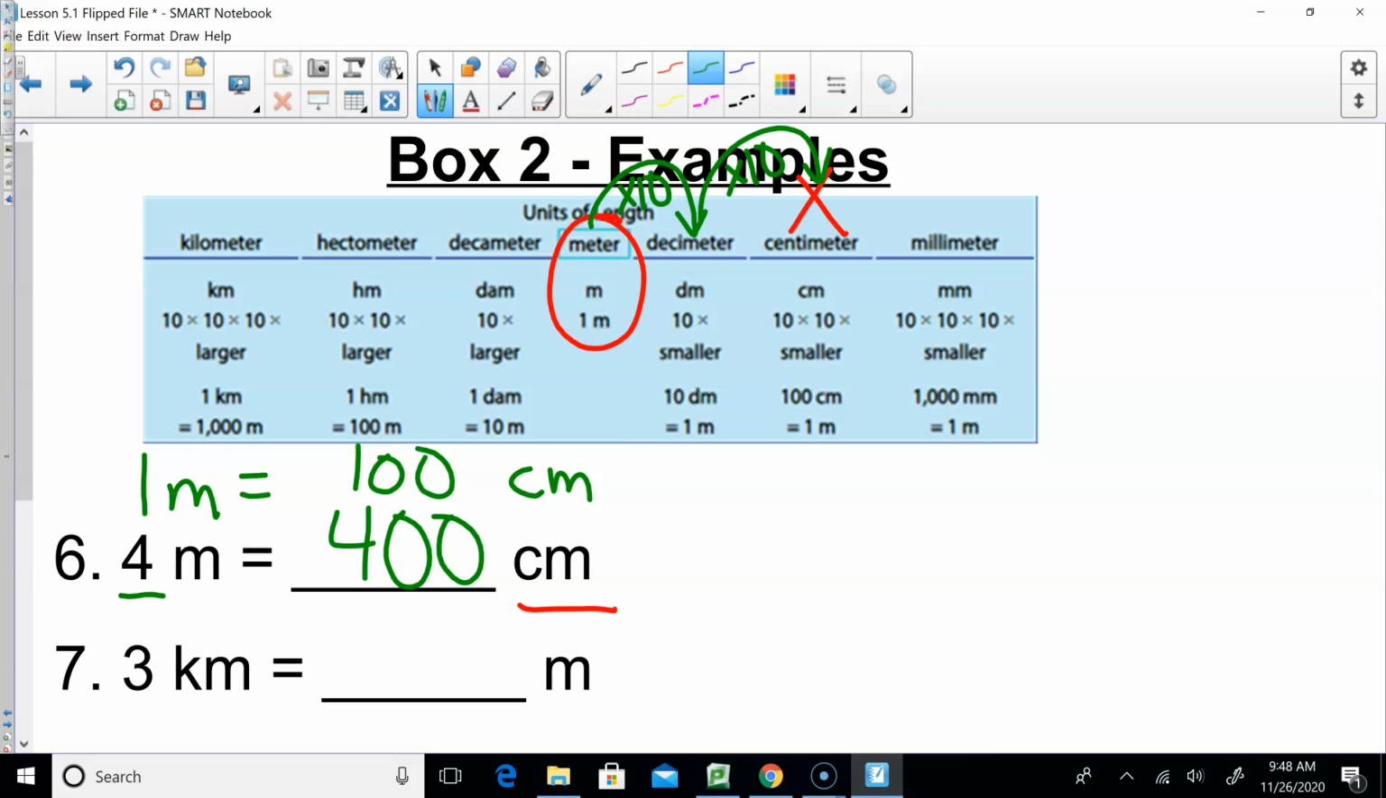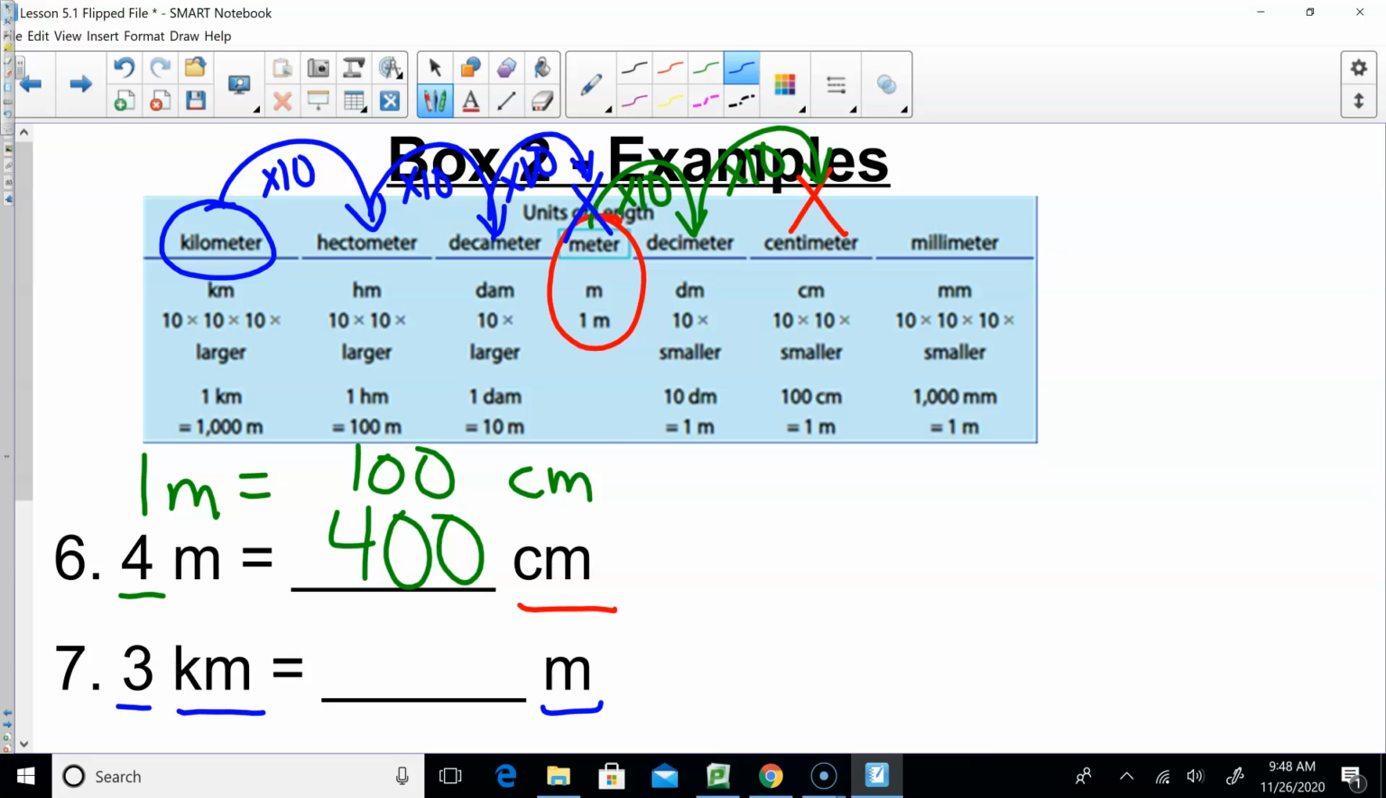So our next one we're going to look at is with 3 kilometers. As I said before, I'm going to circle where I'm starting, kilometers. I'm going to meters, so I need to put an X on meters because X marks the spot. I make one jump, times that by 10. I make another jump, times that by 10. And I make my third jump to my X, that means I'm going to times it by 10. So 10 times 10 is 100. 100 times 10 is 1,000. So I know 1 kilometer equals 1,000 meters, which would mean if I have 3 kilometers, I would have 3 groups of 1,000, so I would have 3,000 meters.